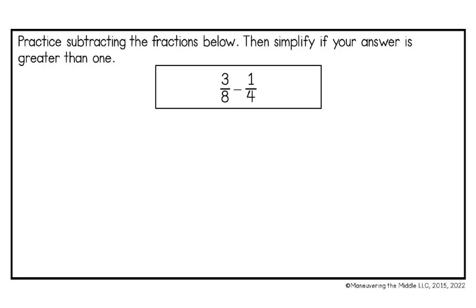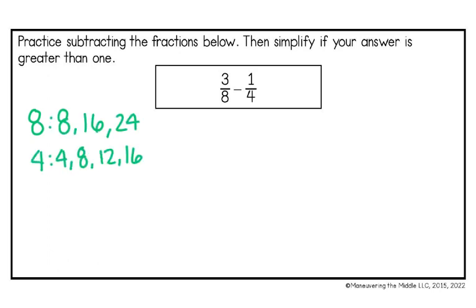All right, in our next problem, we have 3/8 minus 1/4. So again, I'm going to start by finding our multiples. So I've gone ahead and written out our multiples. So for 8, I have 8, 16, 24. And for 4, I have 4, 8, 12, and 16.